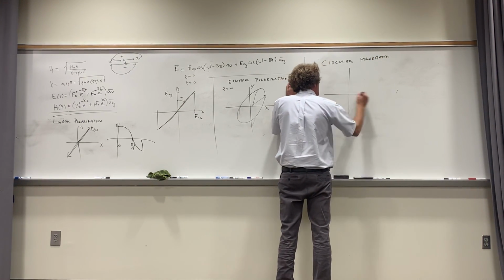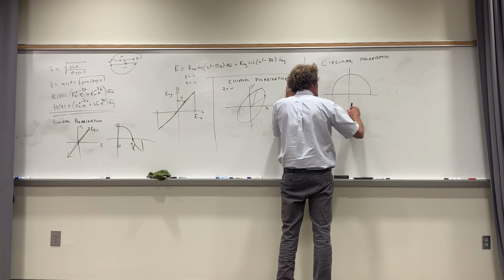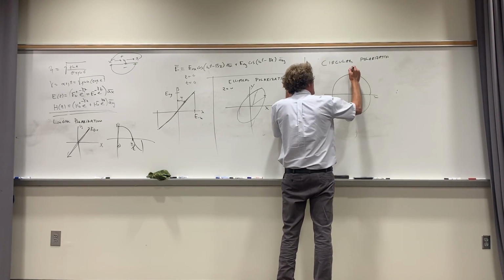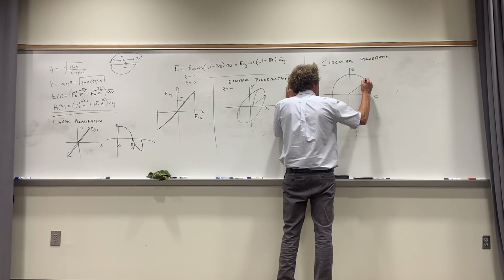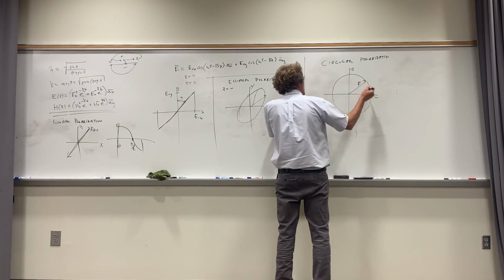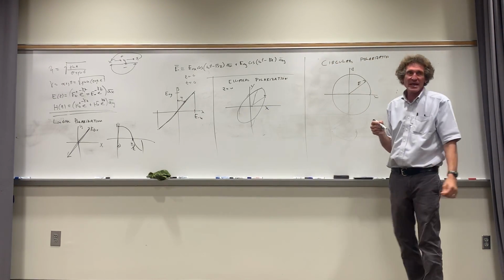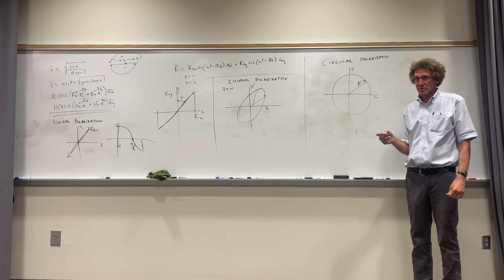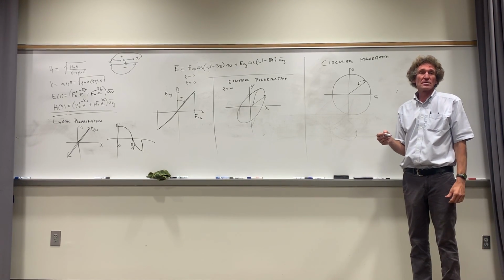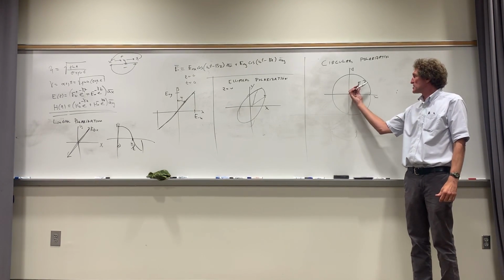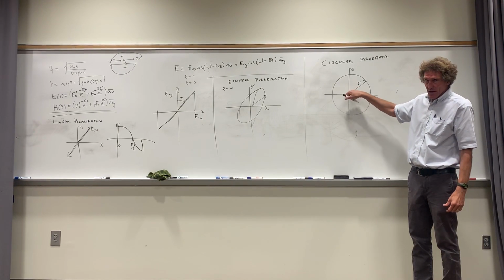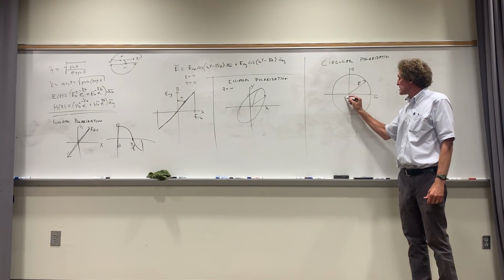Circular polarization is this. This is X, and this is Y, and this is your electric field. It never changes in magnitude. It has the same magnitude for all time. The only thing that changes is the orientation. But it's propagating in the Z direction.